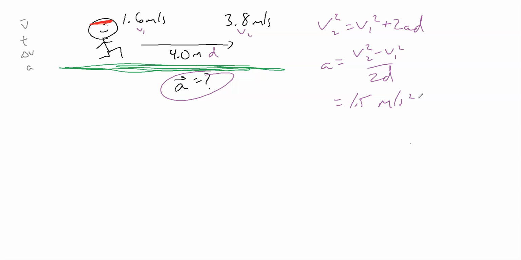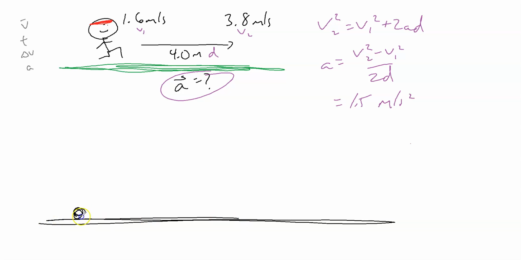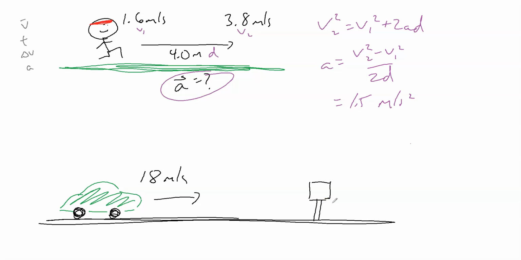Okay, let's try something else. Let's draw a car. Nice, fancy green car motoring along, and let's say the car is cruising along at, well, let's go with 18 meters per second. And then up here, there is a different speed zone, and I don't know why, but the thing's in meters per second, so let's say the speed limit here is 6 meters per second.